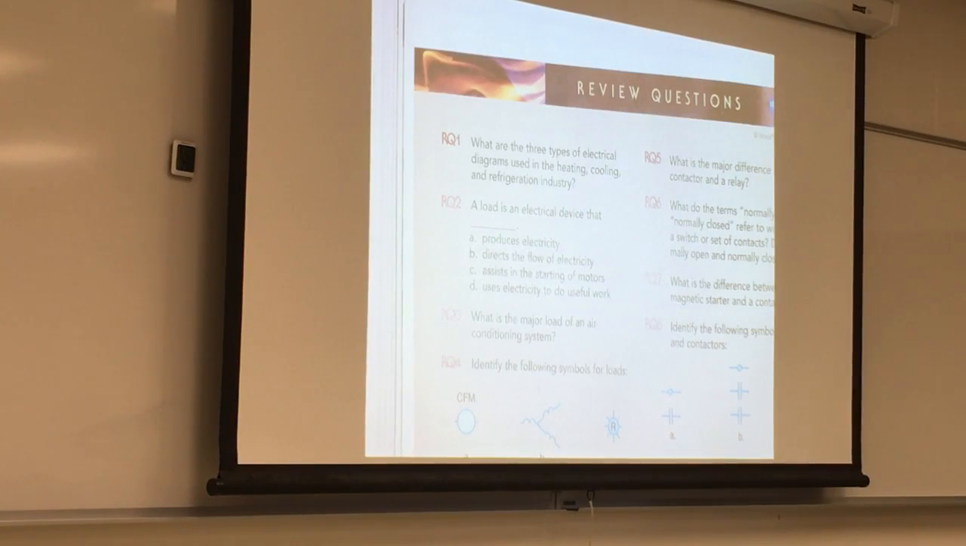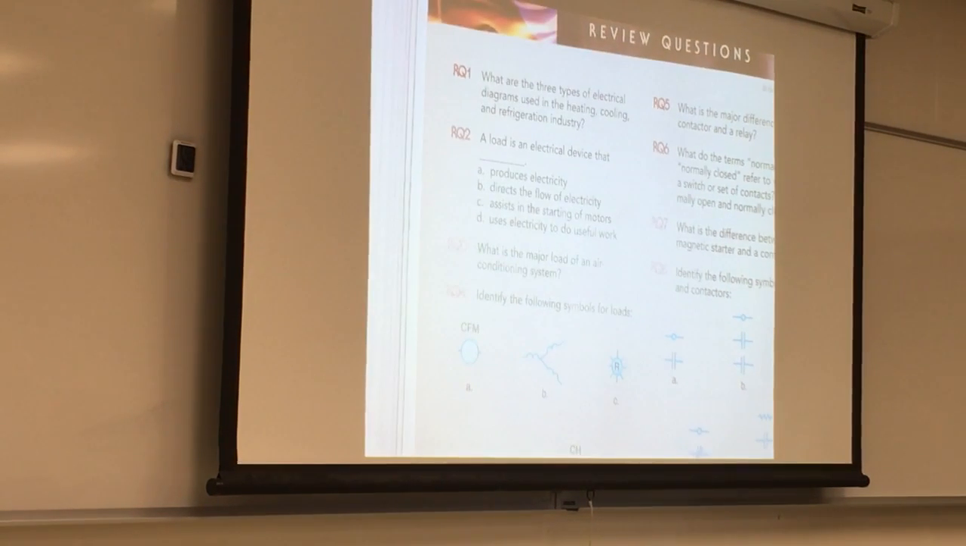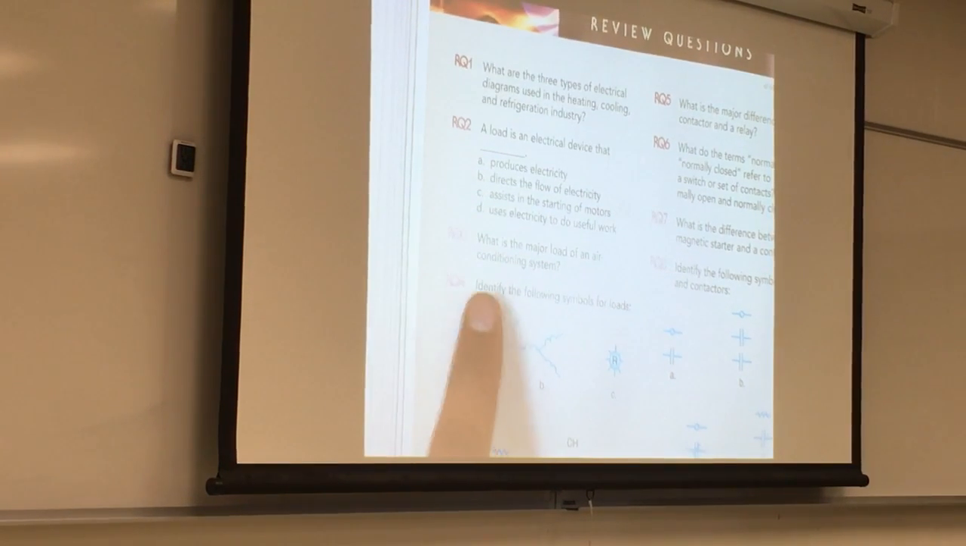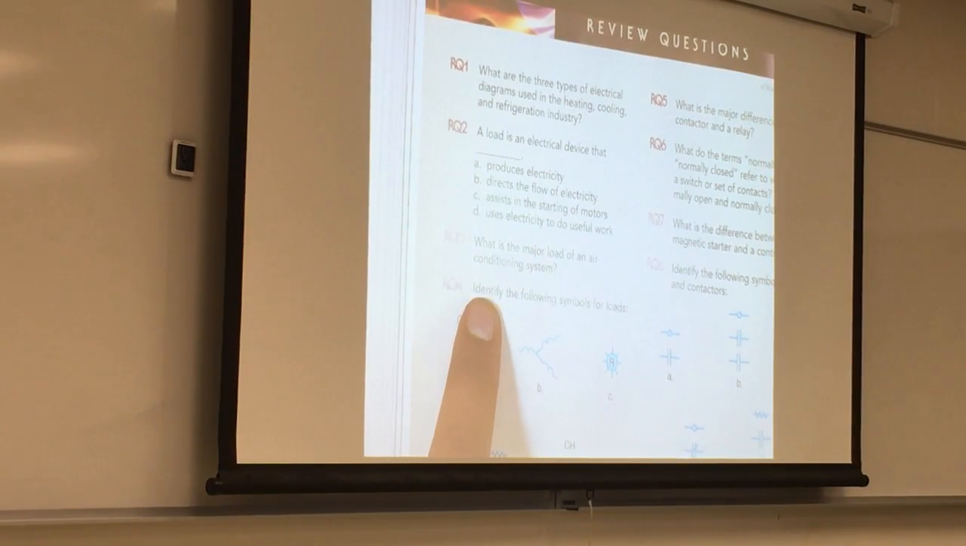Question 2. A load is an electrical device that: A, produces electricity; B, direct flow of electricity; C, assists in starting the motor; D, uses electricity to do useful work. D. Good. What is the major load of an air conditioning system?